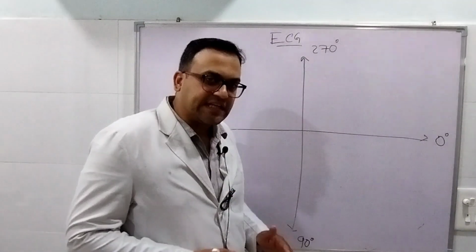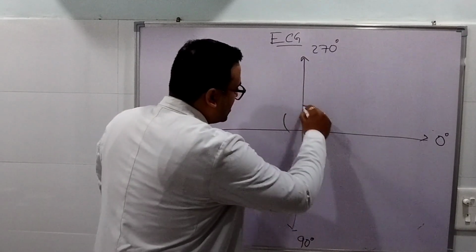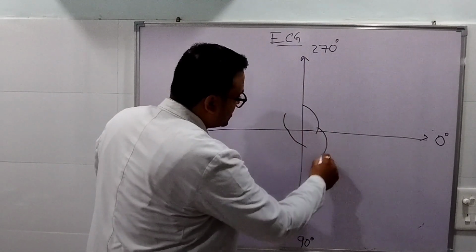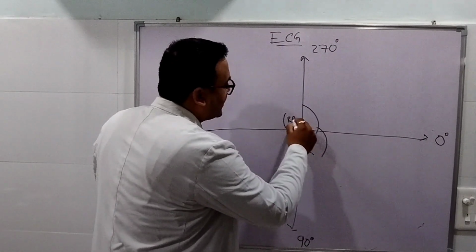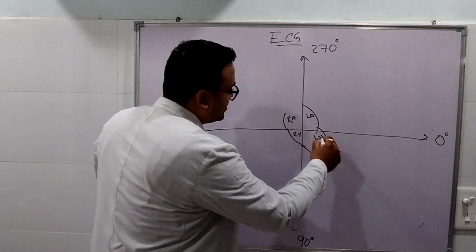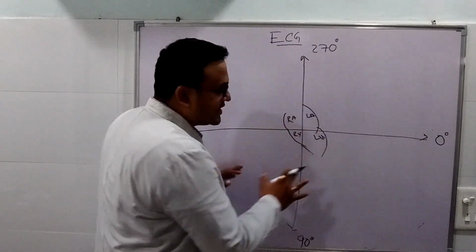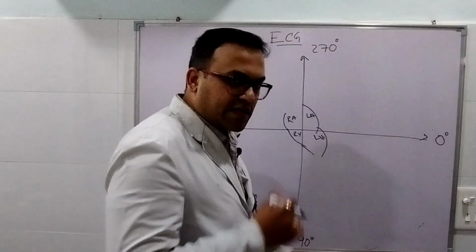Now we will be placing the leads, how the leads are placed. This is our heart. This is the right atrium. This is the left atrium. This is the right ventricle. This is the left ventricle. And from here all the electrical activities will be recorded in our ECG.